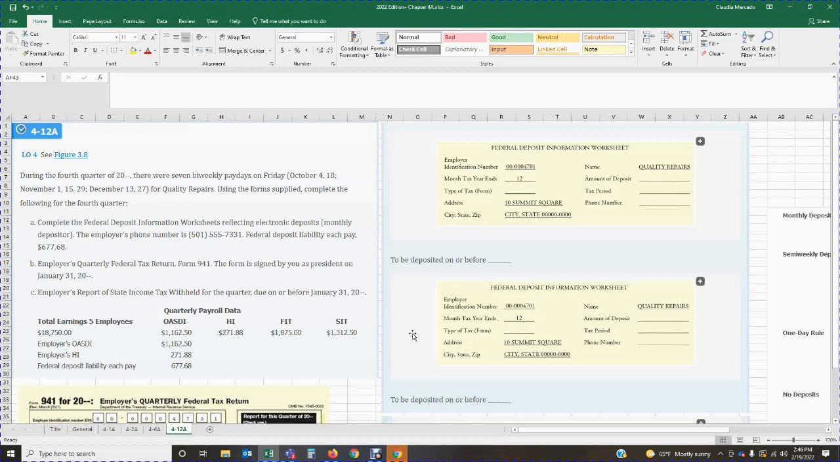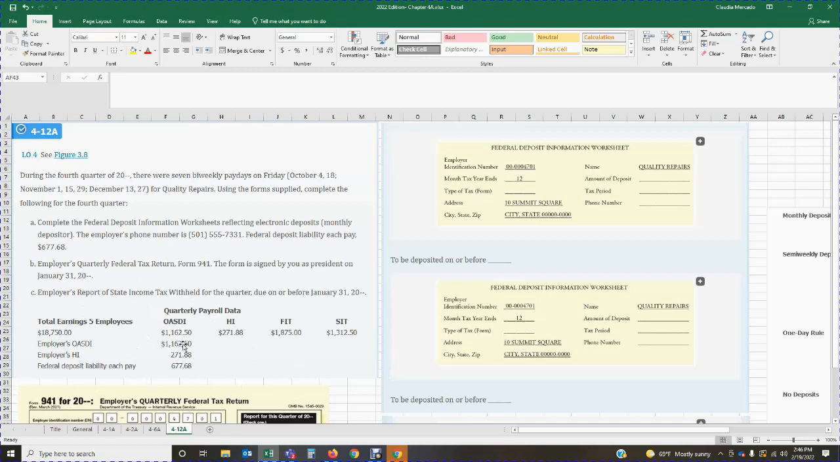Okay. We have to A, complete the federal deposit information worksheets reflecting electronic deposits. This is a monthly depositor. The employee's phone number is provided, and the federal deposit liability each pay period is $677.68. B, we have to complete the employer's quarterly federal tax return, Form 941. This form is signed by you as president on January the 31st. And then C, we're going to complete the employer's report of state income tax withheld for the quarter due on or before January the 31st.